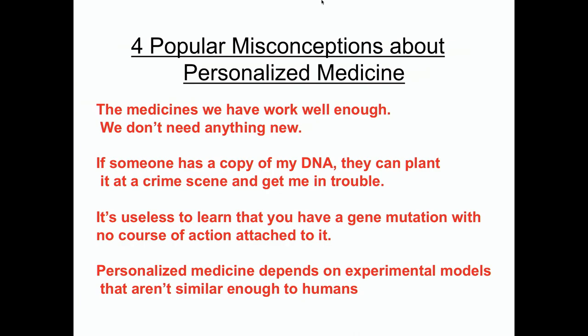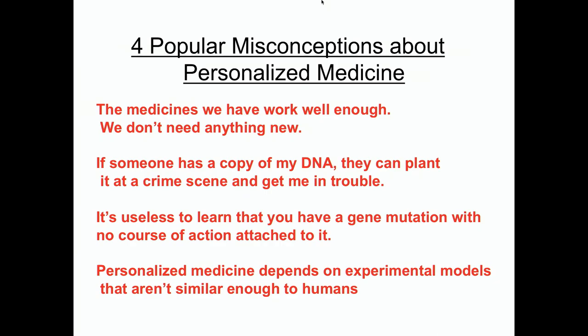But there are rules in place. I mean, if this does come into the doctor's office, that information is going to be closely guarded, like all your medical information is. And what are some other misconceptions? It's useless to learn that you have a gene mutation with no course of action attached to it. If we don't know a course of action, yes. But if you know you have the mutation, they may develop a drug or a course of action for that.